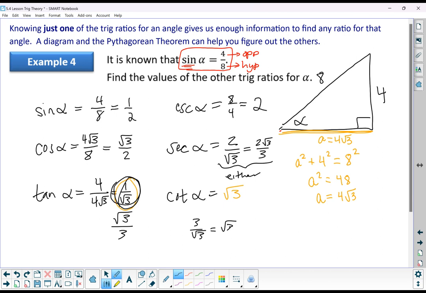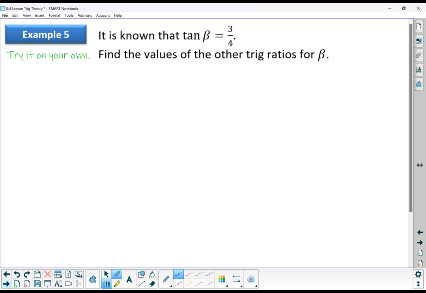All right, so we wrote down all of the other trig ratios. Please note, it never asked us to find alpha. It never wanted to know the size of the angle. This is all about just writing down the ratios. But by the way, alpha is 30 degrees, in case you're wondering. Okay, here was one for you to try on your own if you were in class.